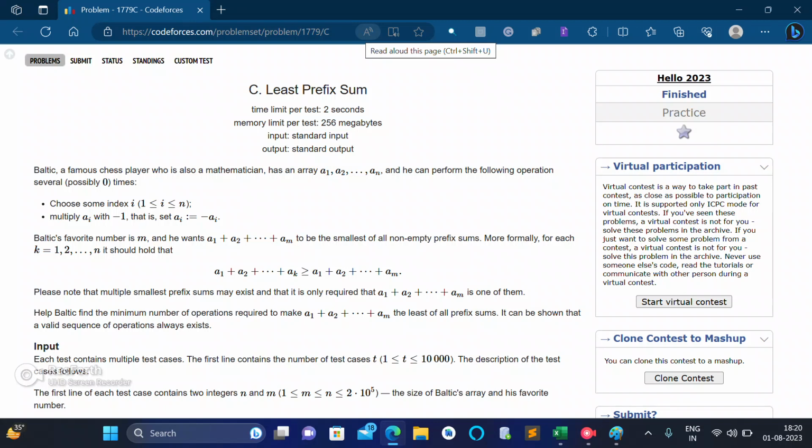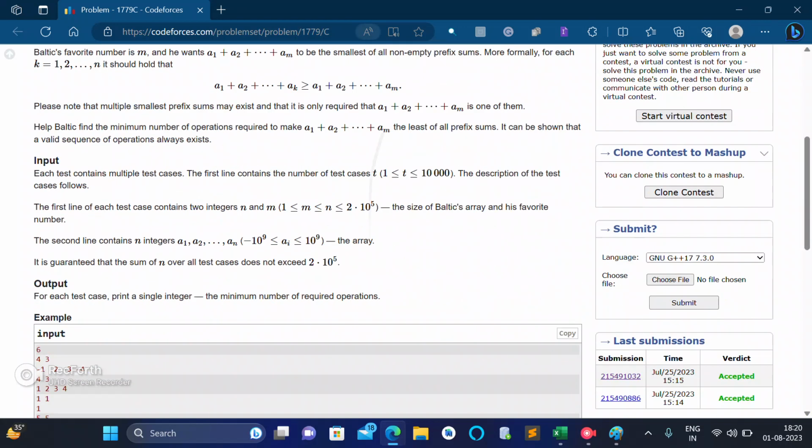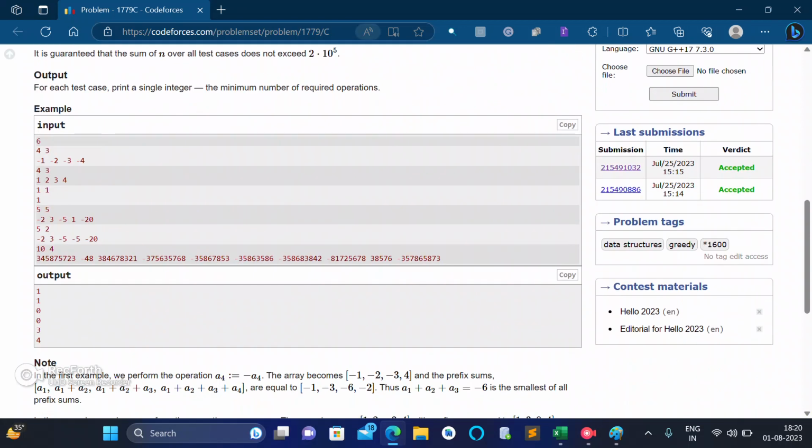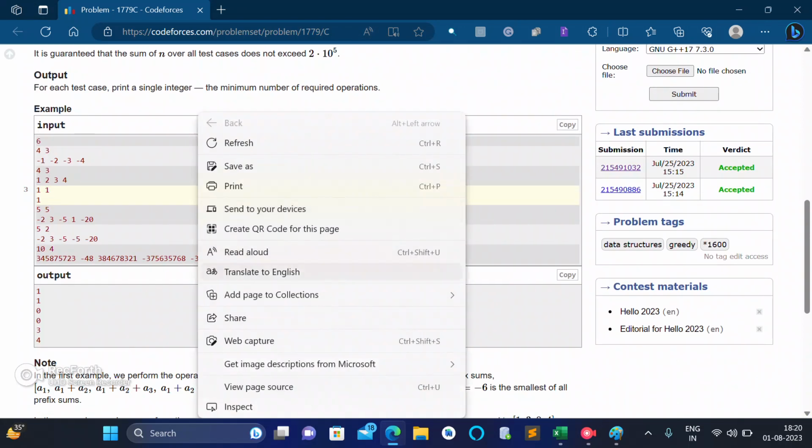But there may be many other prefix sums. As you can see, a1 till am is the prefix sum of the first m numbers. There can be many prefix sums having the same value, but the sum a1 to am should be the smallest value. So let's understand the question with the help of some examples.